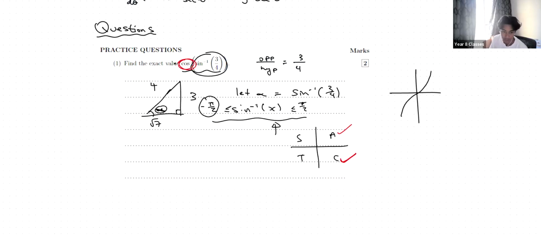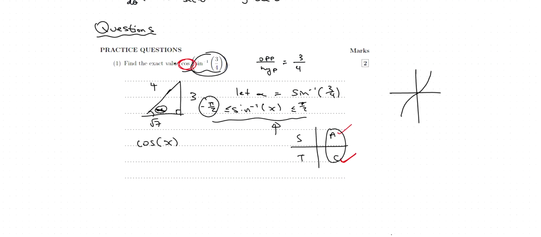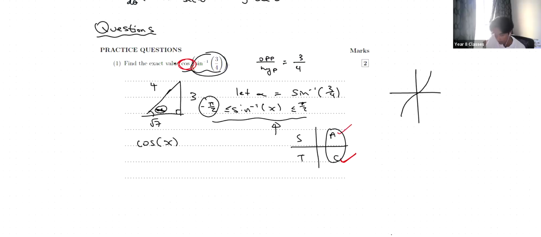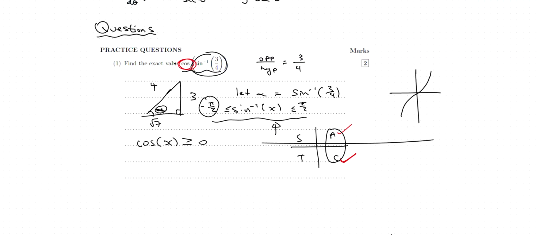Okay, so now that we know this, and we know that it's in these two quadrants here, what do we know about cos x given the two quadrants? That cos is positive. Yes, so we know that cos x will be greater than 0. So from this triangle, what is cos x now? √7 on 4. Yep.